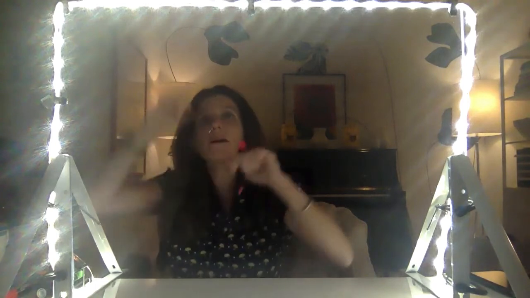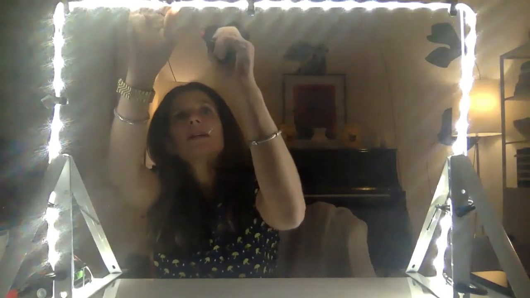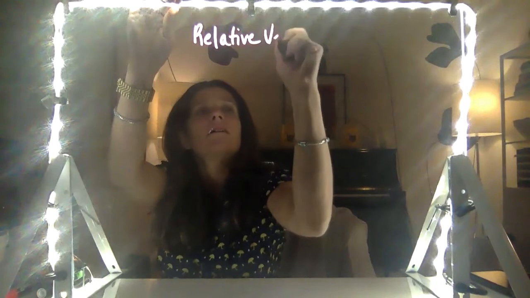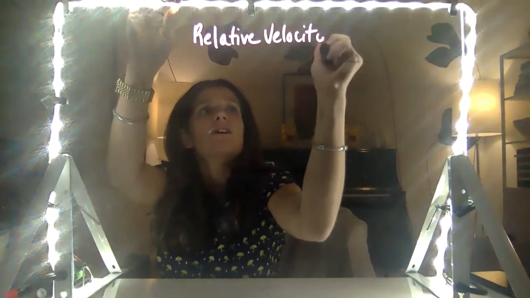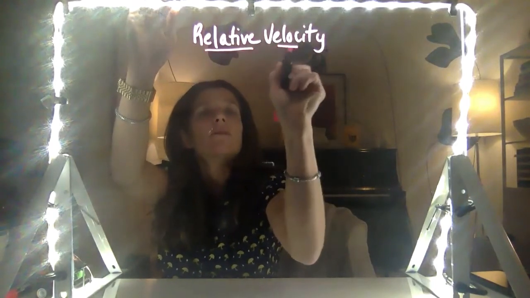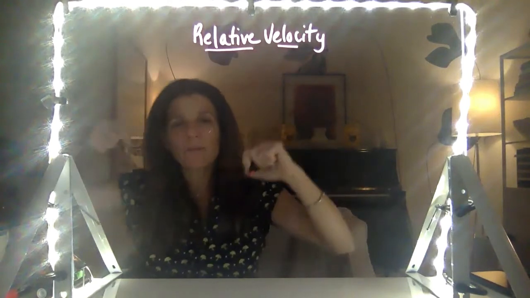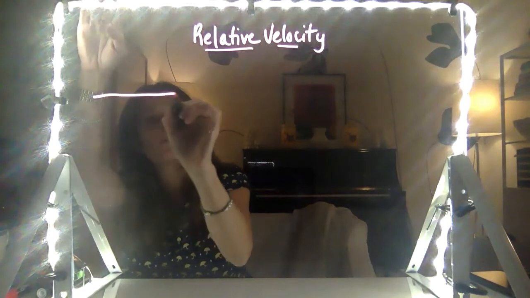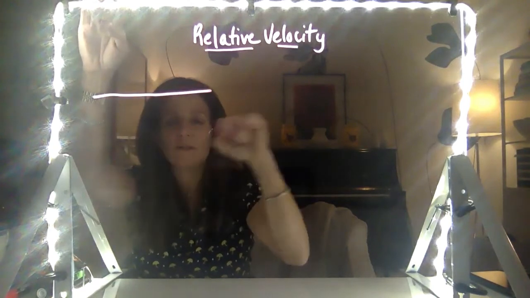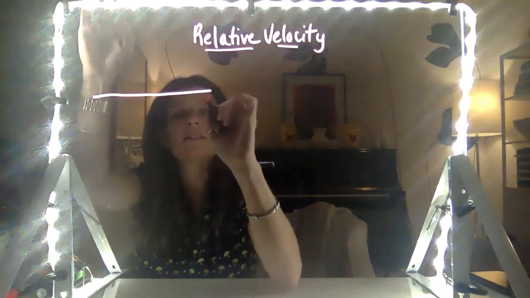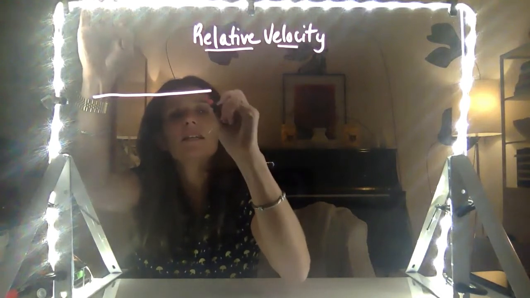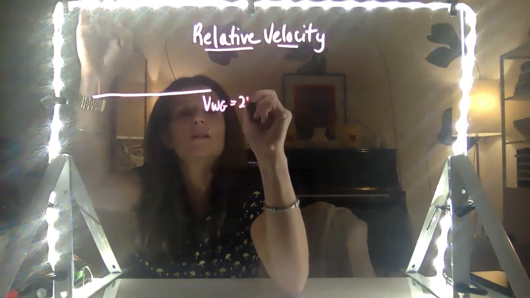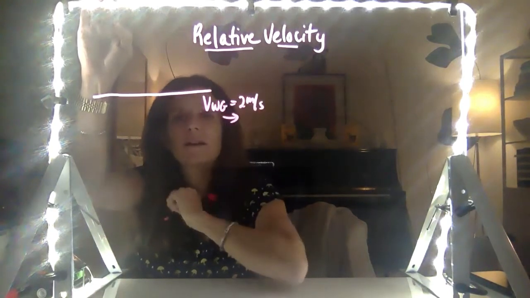All right, so let's think about relative velocities. I'm going to write them up here. Let's start with a simple example because it sets up how you deal with them, and then we'll get progressively a little bit more complex. Let's say you're on one of those little moving walkways at the airport. And let's say the velocity of the walkway relative to the ground is 2 meters per second that way.